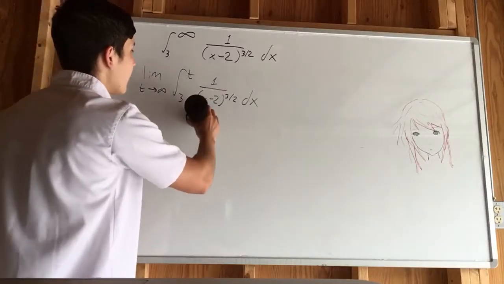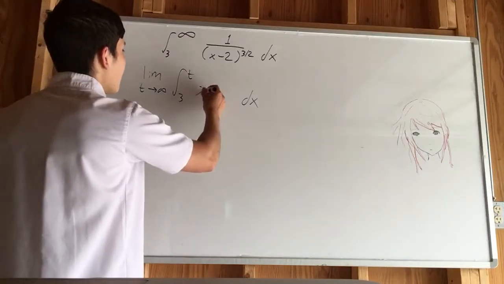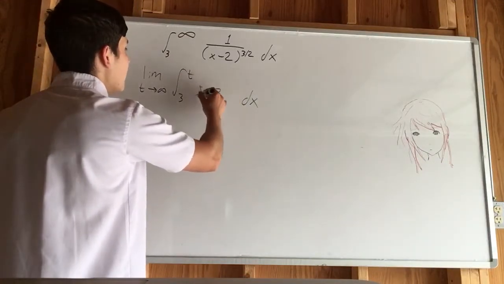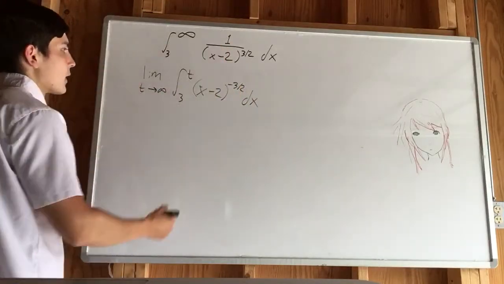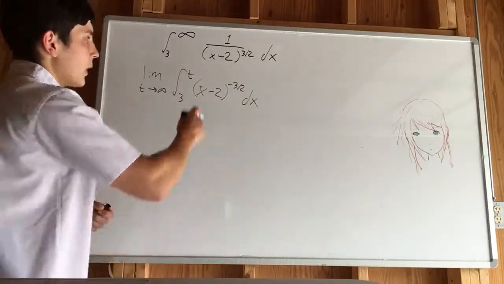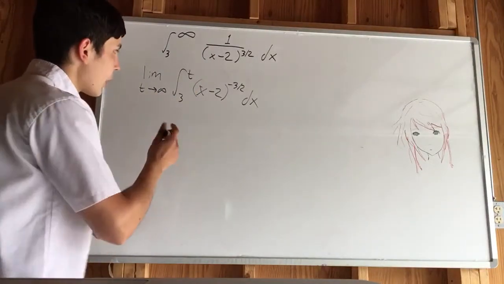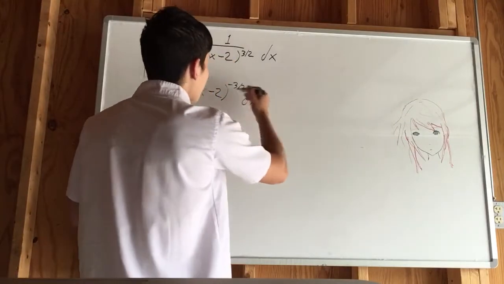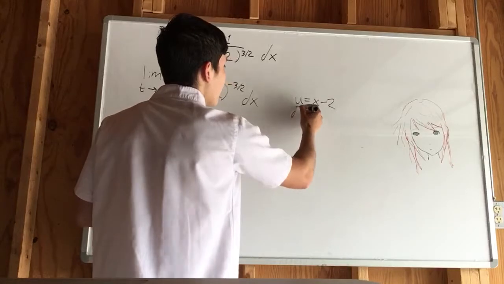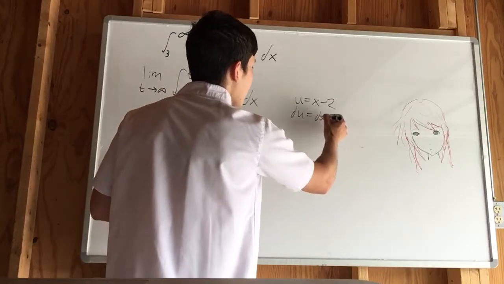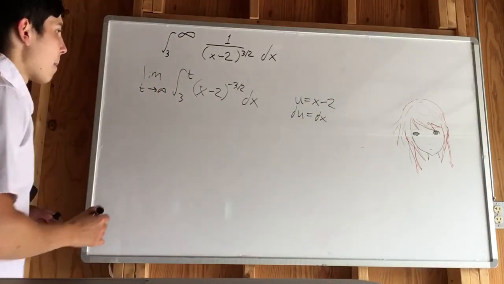Well, maybe we could change its form to x minus 2 to the negative 3 halves. This is equivalent. Whenever you have a negative exponent, that's just sending it to the denominator. Now we can do u sub. So we're going to let u equal what's inside, which is x minus 2. du becomes dx, because this is 1 and that's 0.